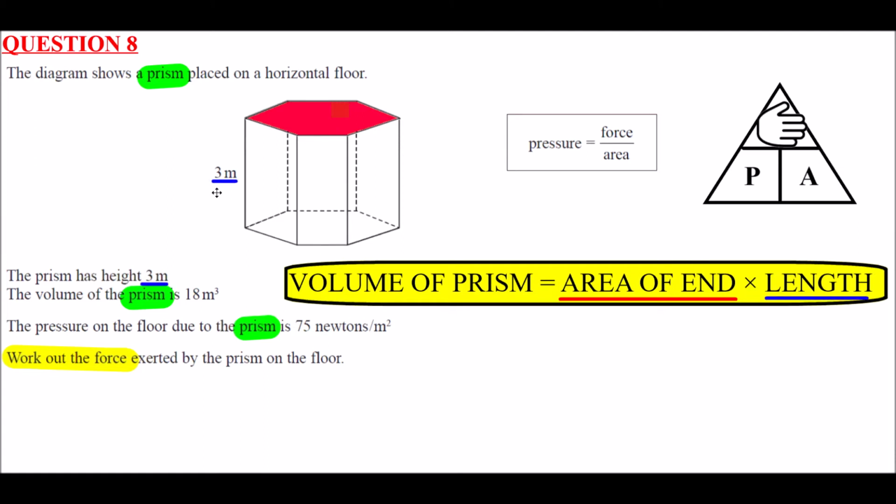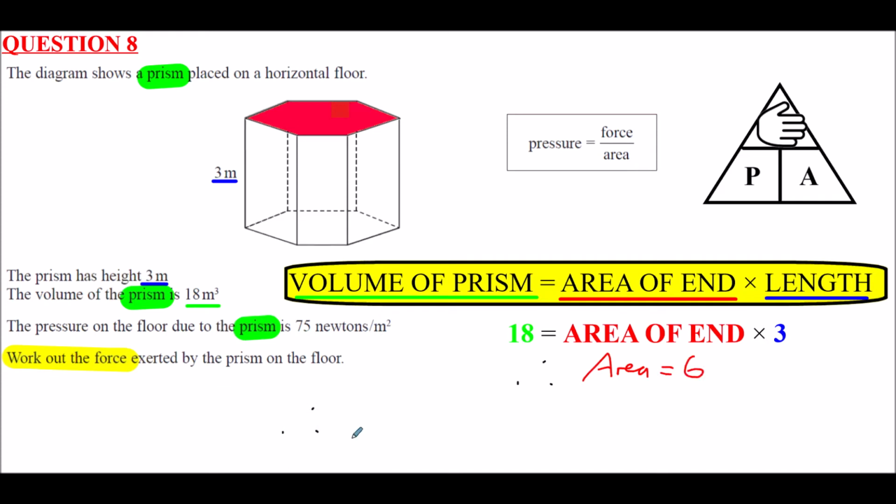So now we can put these numbers into the formula. We know the volume, it's 18. So therefore we can say that 18 equals the area of the end, which I don't know, times by 3. So what number times by 3 gives us 18? Obviously it's got to be 6. So therefore the area equals 6.